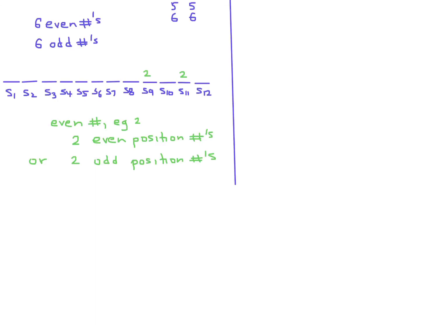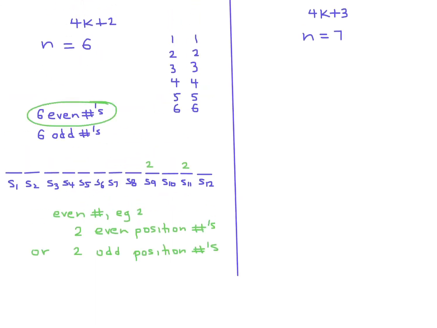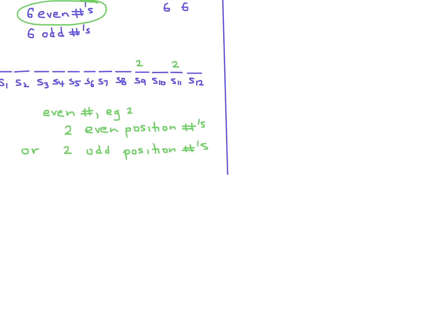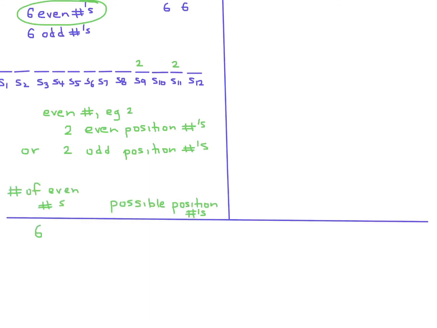Now, how many even numbers do I have in this example? I've got 6 even numbers, right? So that means I have to choose 2 positions for each of those numbers, correct? So in total, for 6 even numbers, I would have to choose, for example, 6 even positions, correct? Or 6 odd positions. So I'll make a little table and list that. So either 6 even, and I'll give you an example of what I mean. They could be S2, S4, S6, S8, S10, and S12, right?